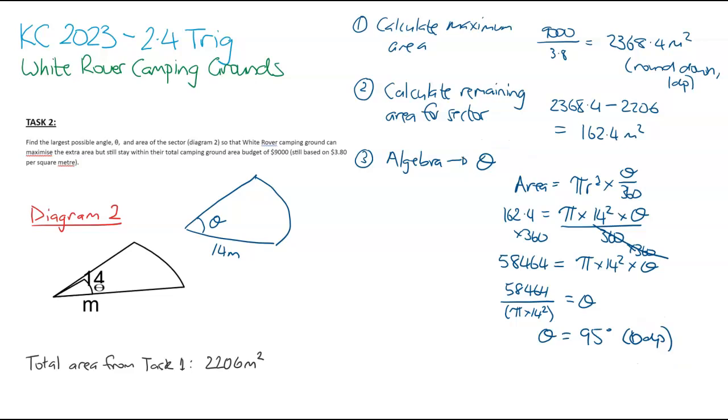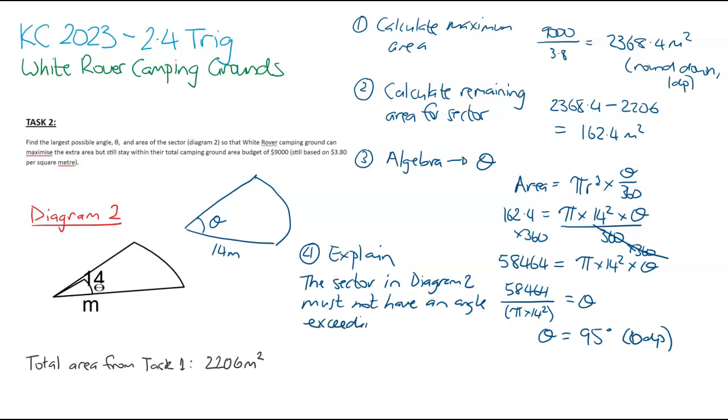So that theme again. And the very last step, step number 4, I need to explain what exactly I've calculated. What recommendation do I need? So jotting that down: the sector in diagram 2 must not have an angle exceeding 95 degrees, which is that number we just calculated.